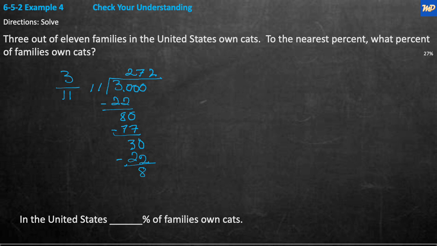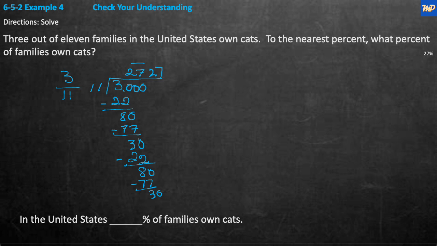And guess what? We've done this before, haven't we? We can see right now that this is 30, 22, 80, 77, 30, 22, 80. 11 goes into 80 7 times. 7 times 11 is 77. Minus here's 3. Bring down the 0. It goes over and over. So it's 27, 27, 27 is what the answer is going to be. So this is a repeating number. 27 will repeat forever.